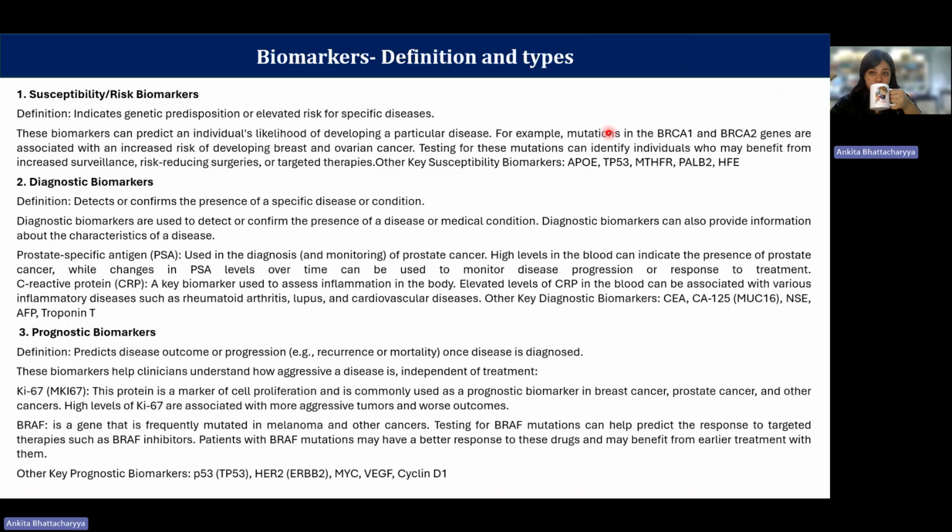Then you have MTHFR, PALB2, HFE, etc. All of these are different types of risk biomarkers or susceptibility biomarkers.